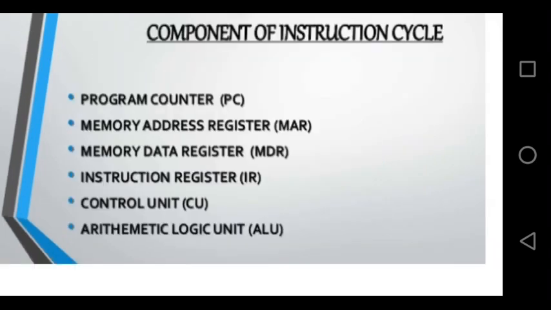Next we see the components of an instruction cycle. The components are the program counter. We already know the program counter is a special type of register which contains the address of the next instruction to be executed.